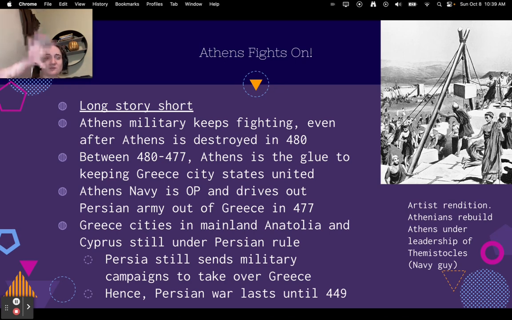Greek cities in mainland Anatolia and Cyprus are still under Persian rule, though. So remember, Anatolia is that landmass just to the east of Greece. Cyprus is an island just to the southeast. That's still under Persian rule, though. Persia still sends military campaigns to take over Greece, hence why the Persian War lasts until 449. Here's an artist's rendition of the Athenians rebuilding Athens, under the leadership of Themistocles, by the way, the Navy captain.